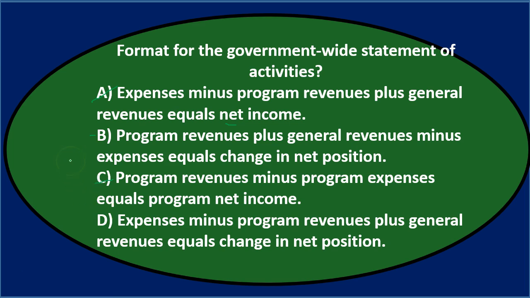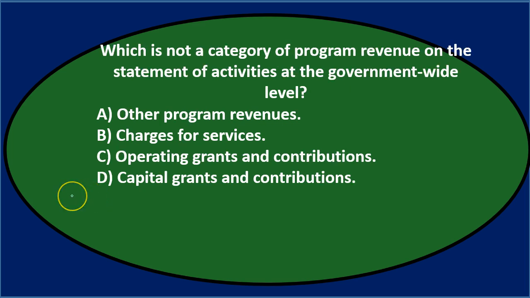Of the two, intuitively, you would think it would be B, revenue minus expenses, but it's actually the other way around in terms of this report, which is a little bit unusual, so it might not be what you would expect. D is going to be the final answer. Format for the government-wide statement of activities is D, expenses minus program revenues plus general revenues equals change in net position. Let's take a look at the next question.